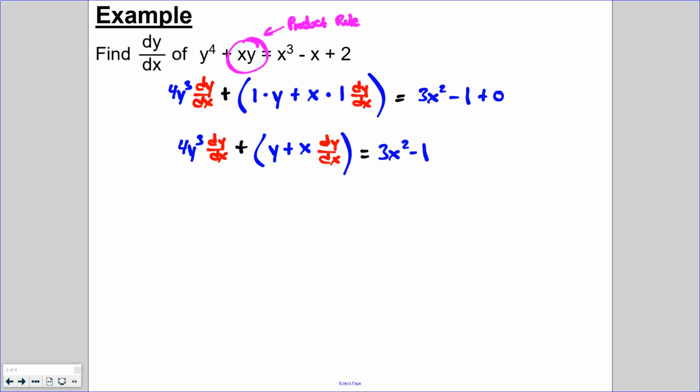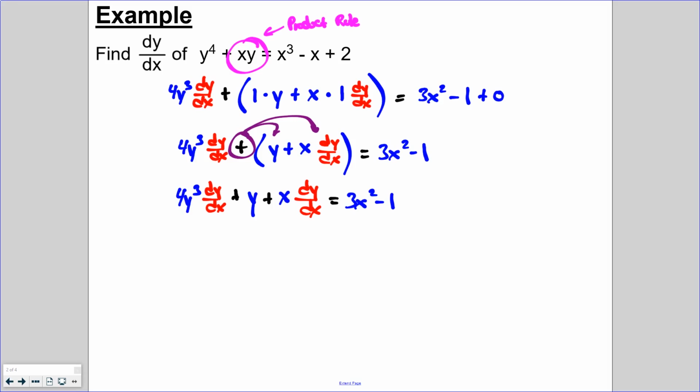Now, we don't necessarily need to do this step here, but to get in the habit of doing it, I'm going to take this plus sign and distribute it. Because again, there will be times where we need to do this with a negative sign, where that will actually affect our signs. But anyways, that's going to leave us with 4y cubed times dy/dx plus y, and then plus x times dy/dx, and that's just going to equal 3x squared minus 1.